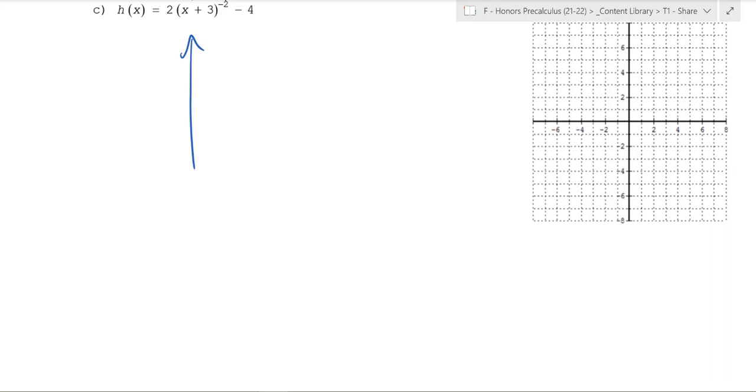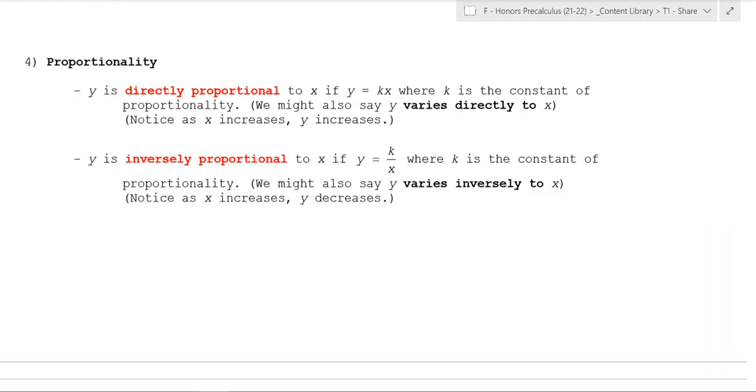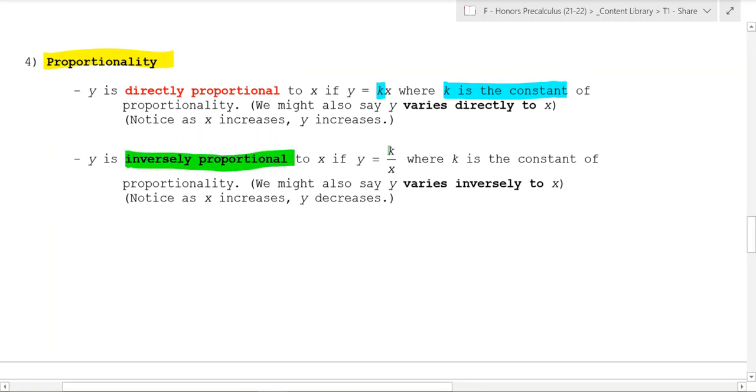It's pretty fun. The next topic inside this one is the idea of proportionality. First one is y is directly proportional to x if y is equal to k times x, where k is a constant of proportionality, and y is inversely proportional to x if y equals k over x, where k is the constant of proportionality. So this is just two ways of expressing proportionality that we will use.